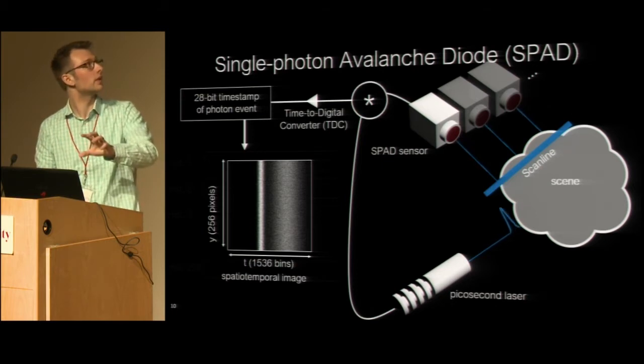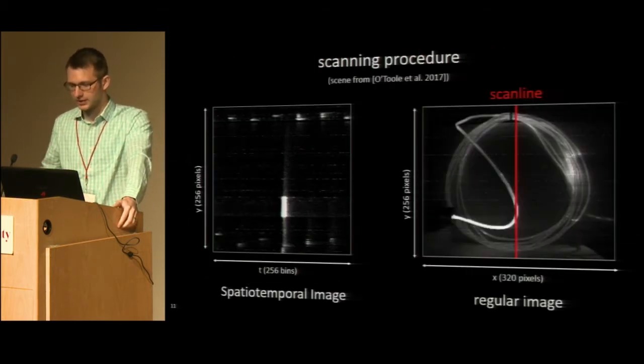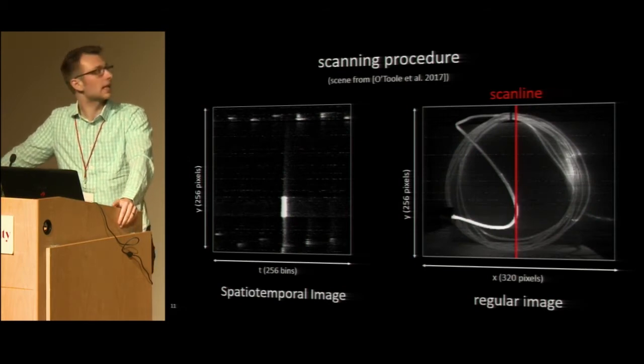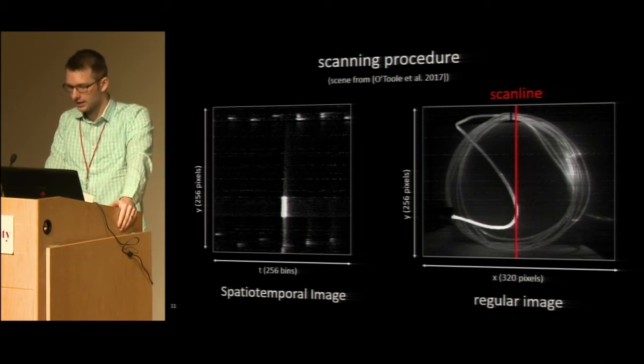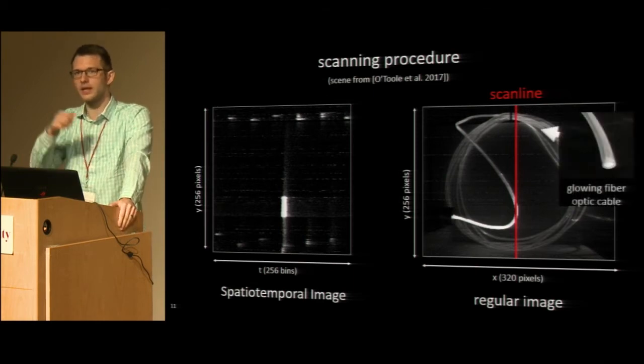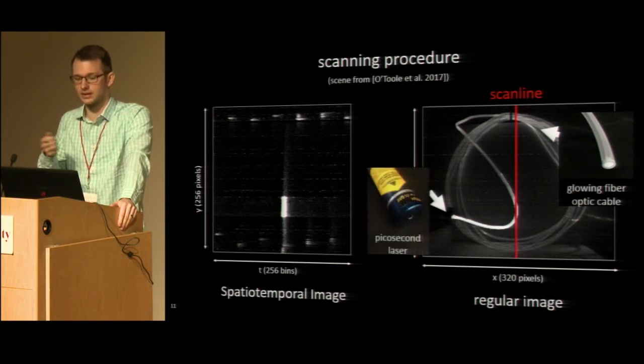So we'll give you an example of what this 2D spatiotemporal image would actually look like for a captured scene. So here's a scene that we captured, and you can see the 2D image for the indicated scan line. And the scene is a fiber optic cable that glows when you send light through it, and a picosecond laser that sends these short pulses of light through the cable.